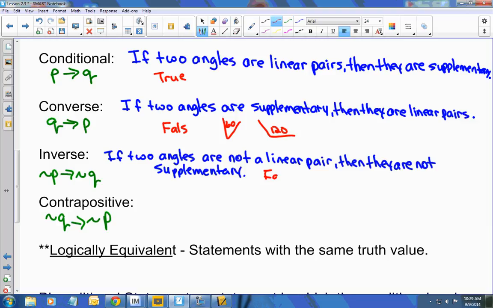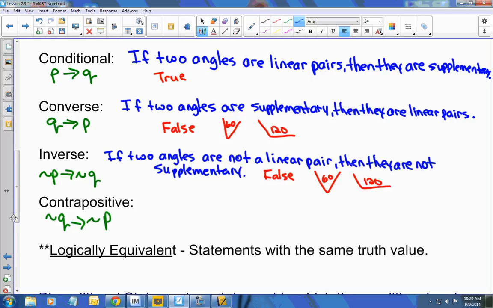We could use that same counterexample, couldn't we? It says if they're not a linear pair, then they are not supplementary. Okay. And here's the example. These are supplementary, and they're not linear pairs. So I could use that same example there.